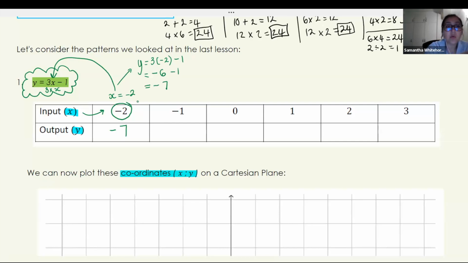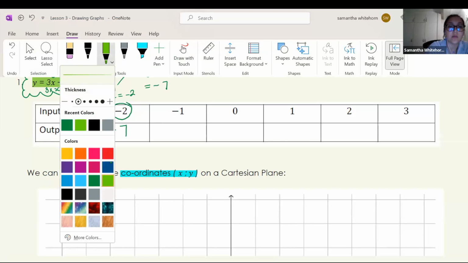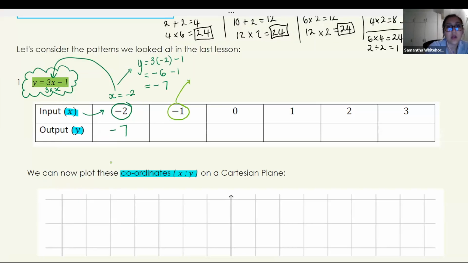And we can do this for all of our inputs. If we move on to our next input, which is negative 1, we can do exactly the same thing. We can say y is equal to 3 times negative 1 minus 1. Positive 3 times negative 1 is negative 3, minus 1. And that gives me an output of negative 4.